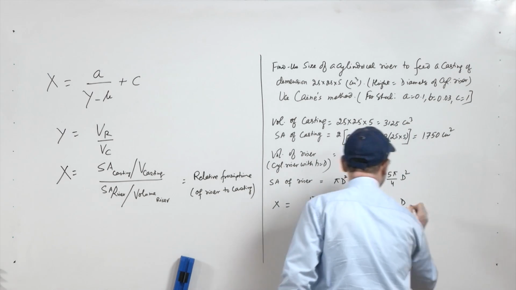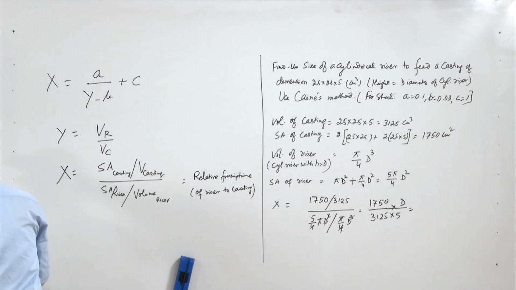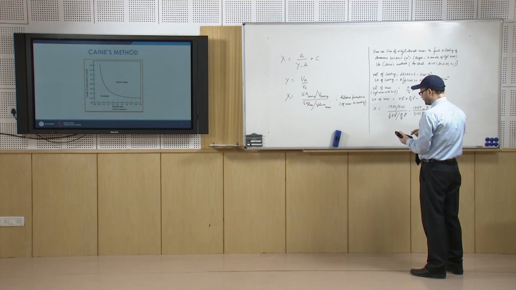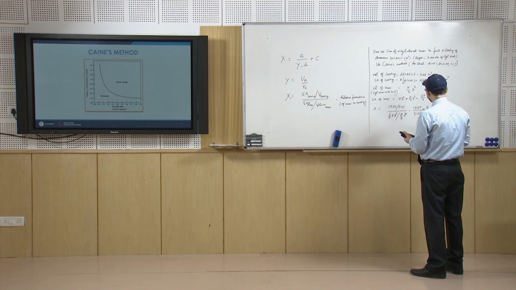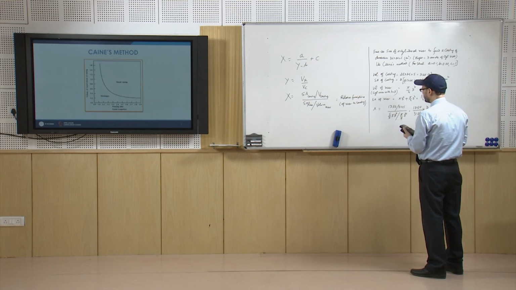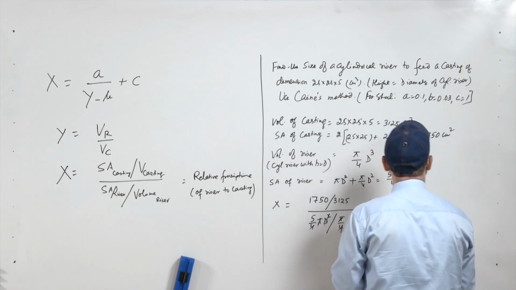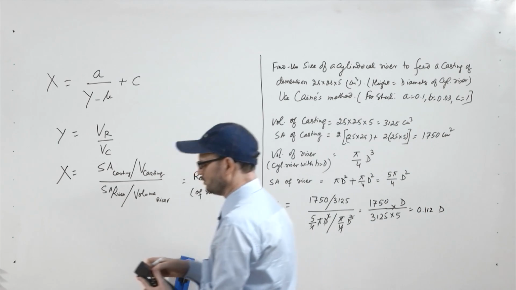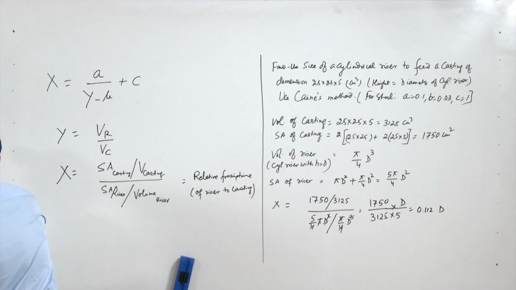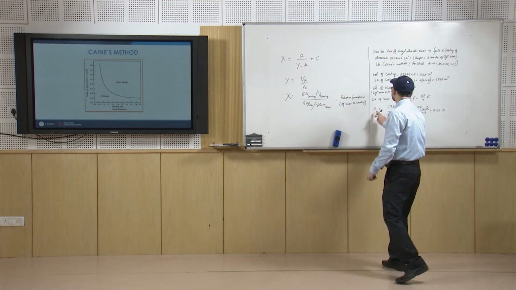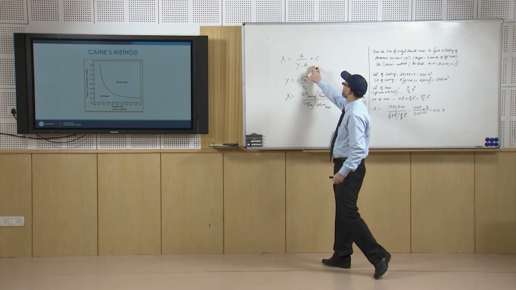So, once we calculate this value, it will be 1750 divided by 15625. So, it is 0.112 d. So, this is the value of the abscissa, that is, this x in this equation.